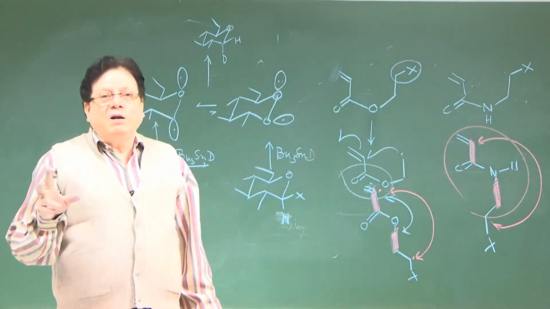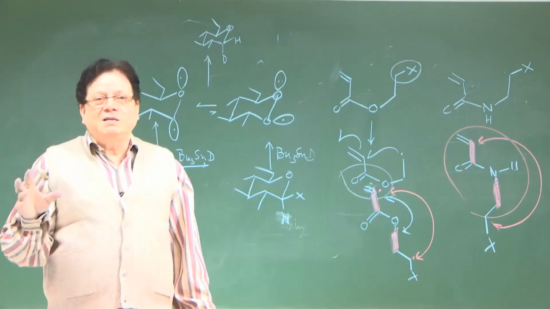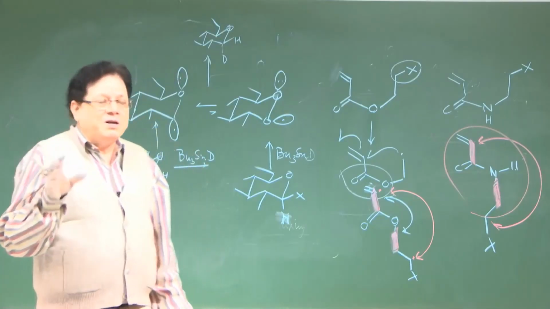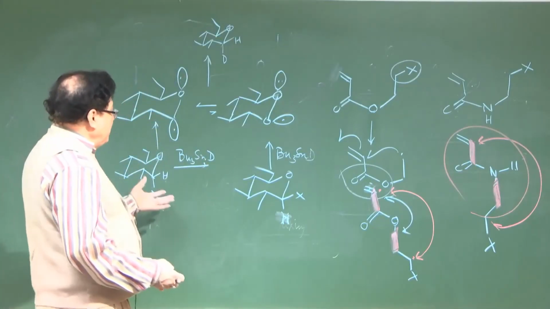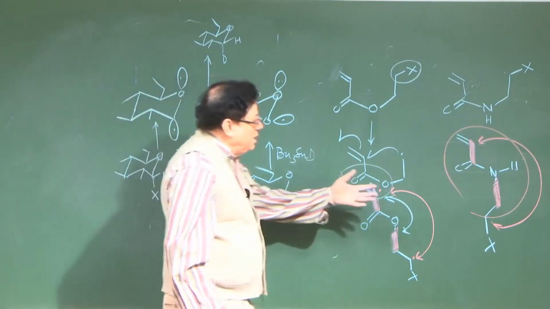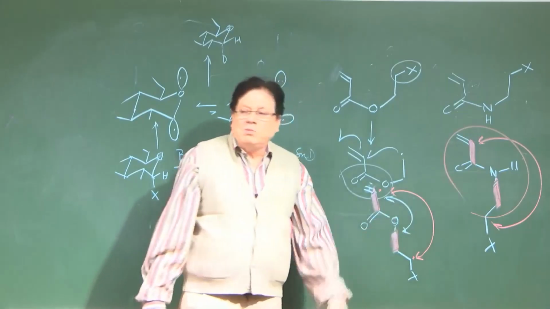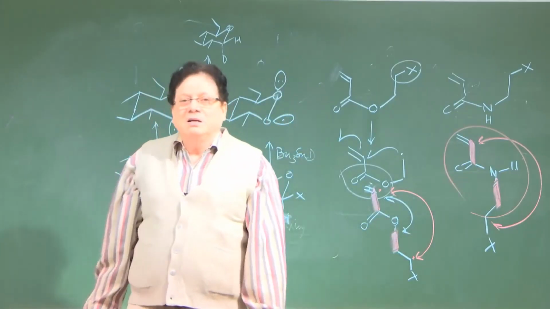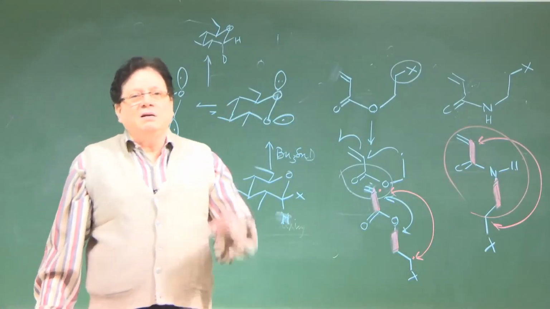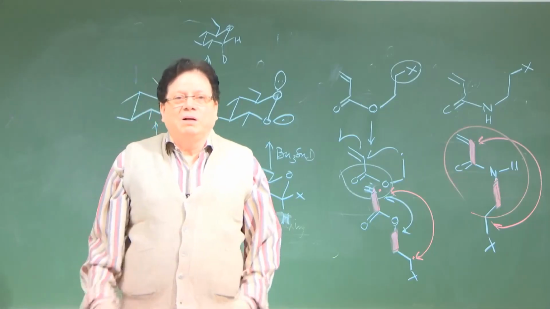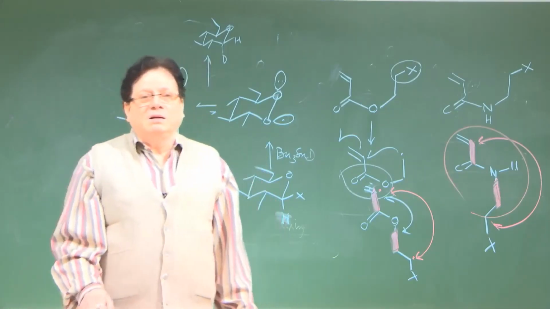But do not forget what is the genesis of this. The genesis is again a stereoelectronic effect. Stereoelectronic effect compels the molecule to adopt this type of conformation, because only in this type of conformation you get that n to sigma star type of overlap that is there.